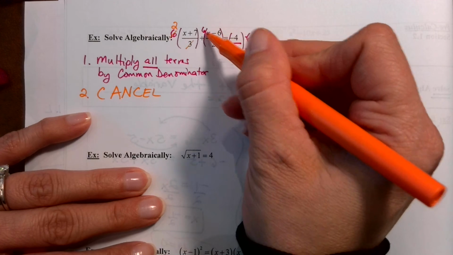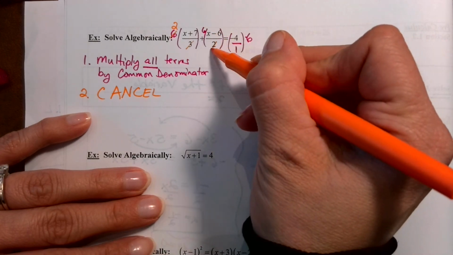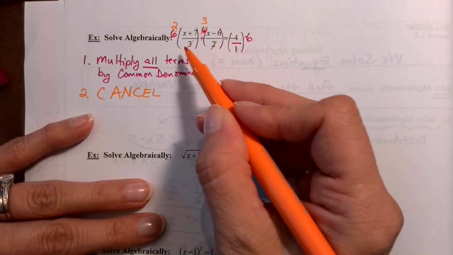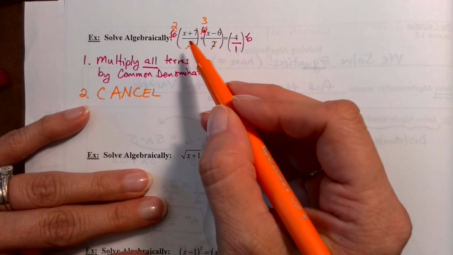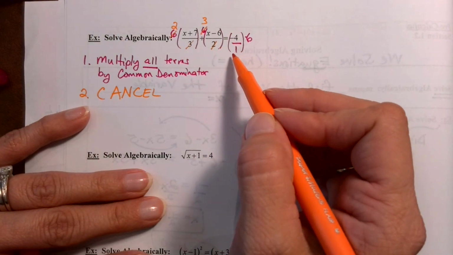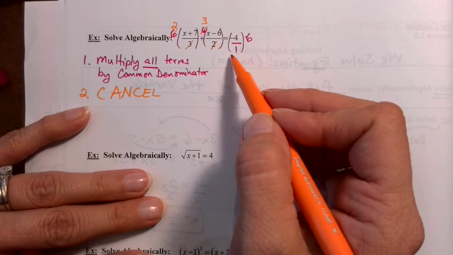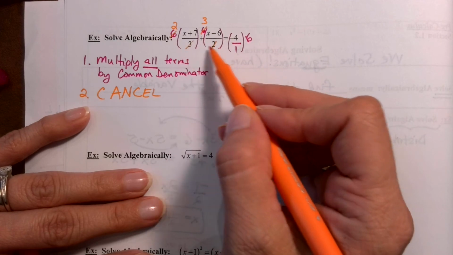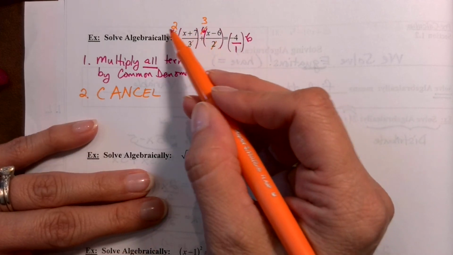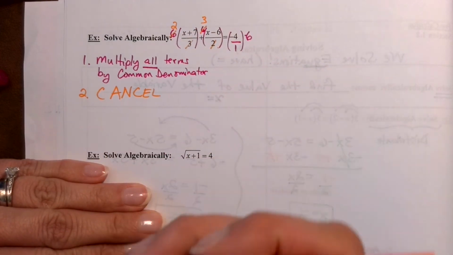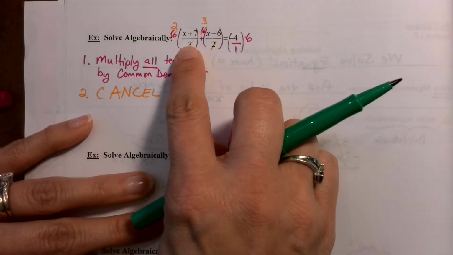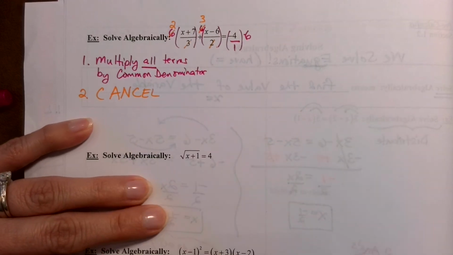Does 6 divide by 2? Absolutely. Wow, we're getting pretty lucky here. Everything's canceling. Is that always going to happen? Well, if you picked the right common denominator, it better happen. Yes, it should definitely always cancel like that because you should have picked the common denominator.